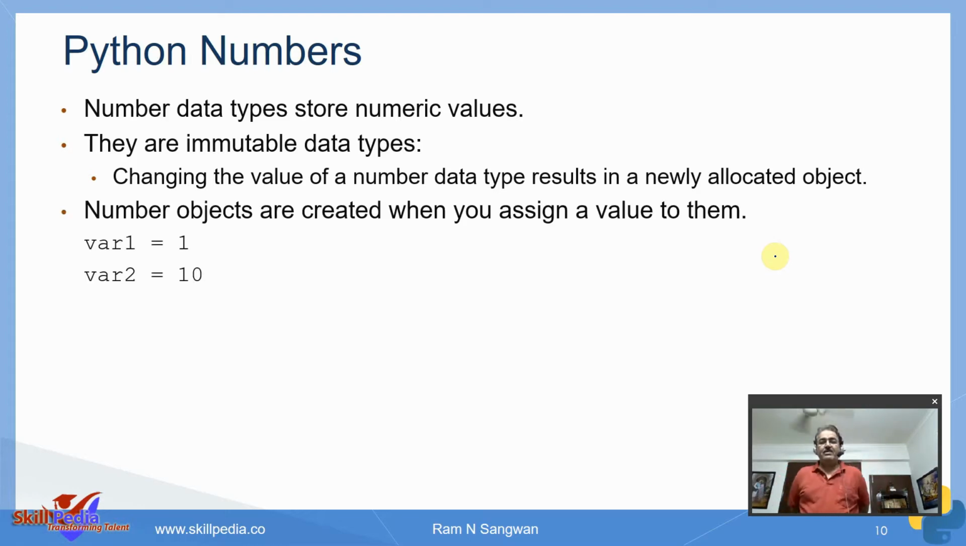Number objects are created when you assign a value to them. For example, var1 equals 1. So variable 1 is created and you are assigning value 1 to it.